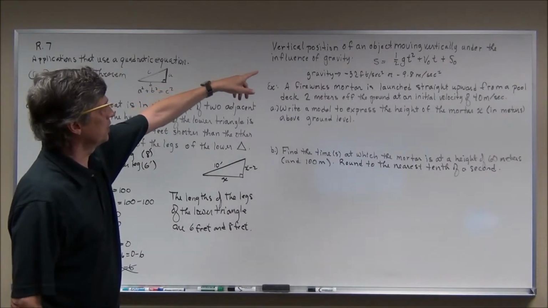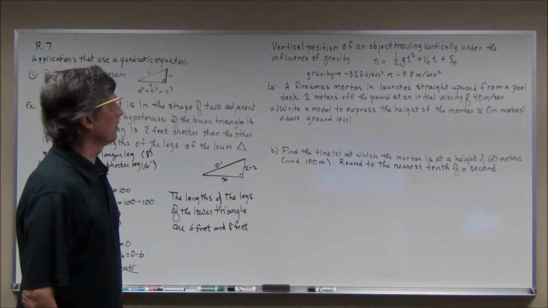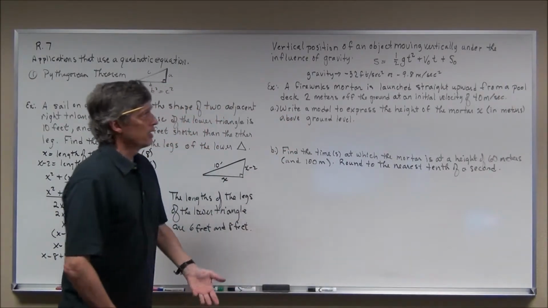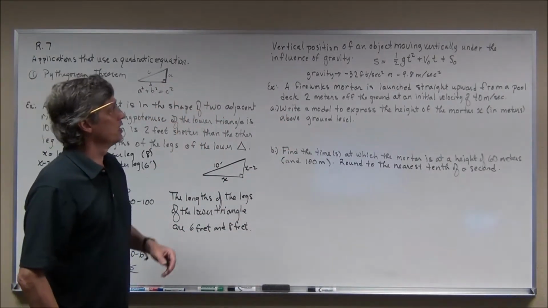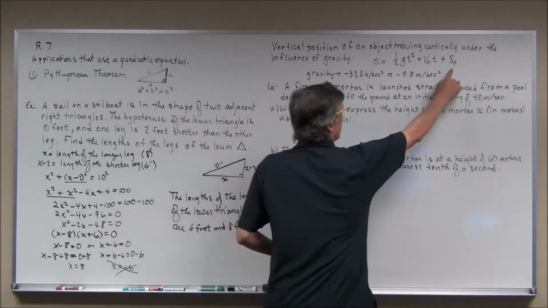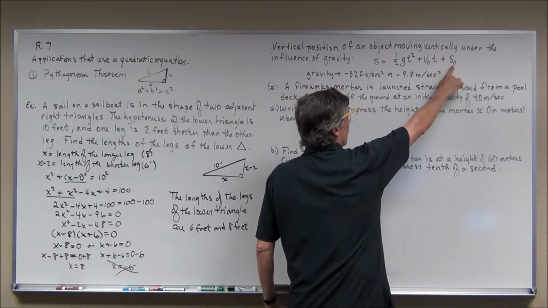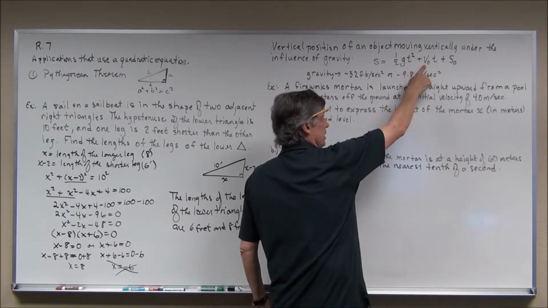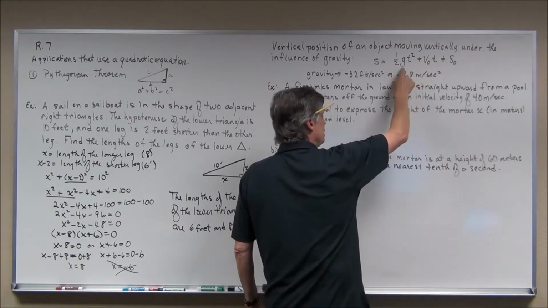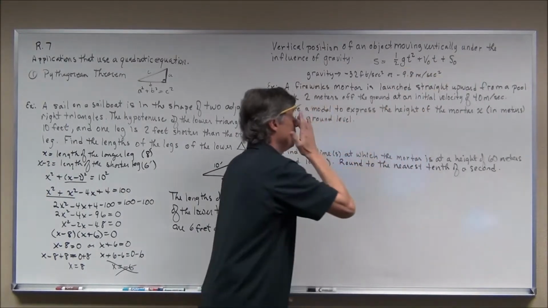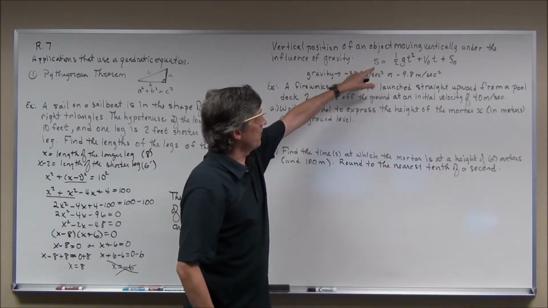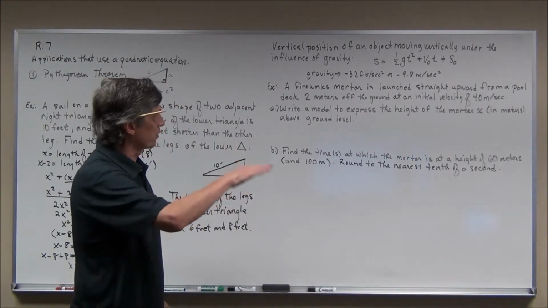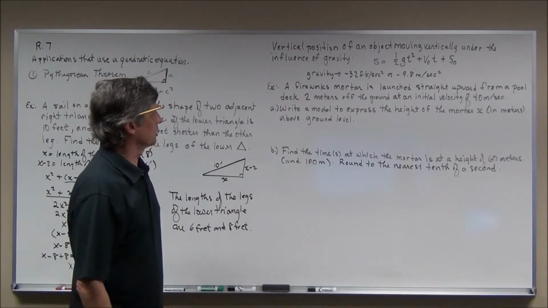It says vertical position of an object moving vertically under the influence of gravity. So if I take my pen and I throw my pen up, I have an initial height, I have an initial velocity. That's what these are. This is representing the initial height from which the object is leaving. This is the initial velocity from which the object is traveling at. G is gravity and t is time. They use s a lot of times instead of h for the height of the object, the position of the object. It's a vertically moving position, and we neglect air resistance.